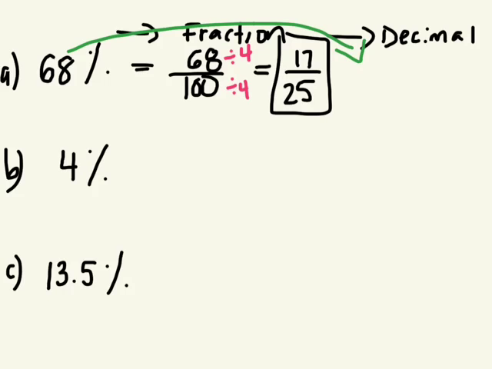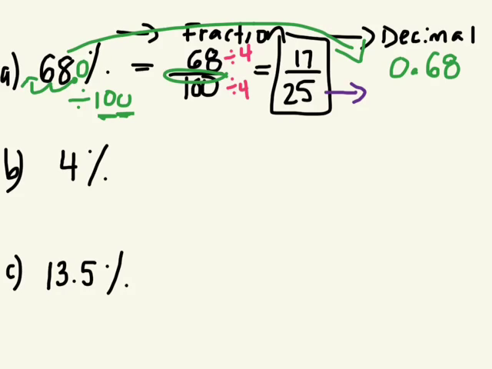What do we need to do to go directly from a percent to a decimal? If we divide by 100, well, percent's out of 100, right? You're dividing by 100. 68% is the same as 68.0, right? Move the decimal 2 places to the left. 1, 2. We end up with what? 0.68.